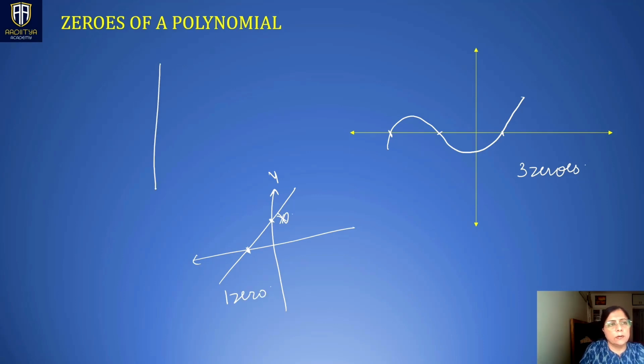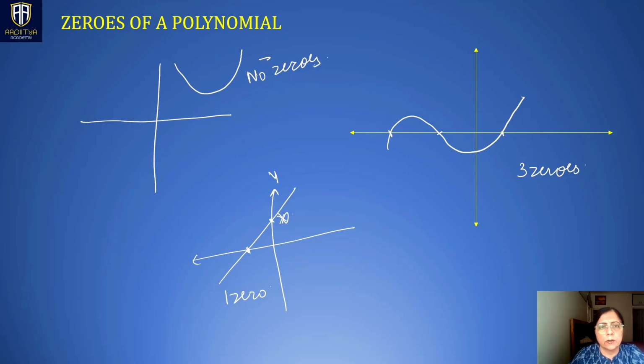Let us have another example. If we have a graph like this, this is a curve which is represented by a polynomial. If we are seeking the number of zeros of this polynomial, we can see that it is not touching or intersecting the x-axis at any point. So we can say that this has no zeros. So I hope this concept is clear to you. Now we come to our exercise.